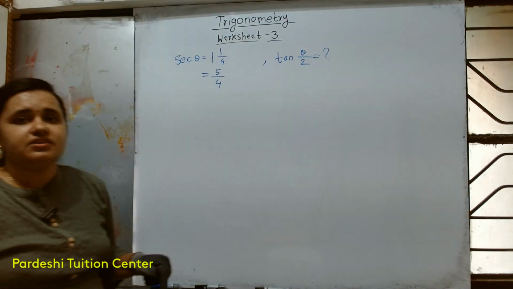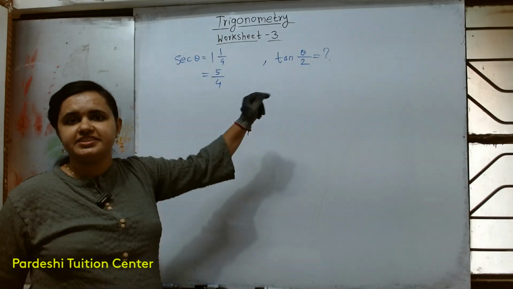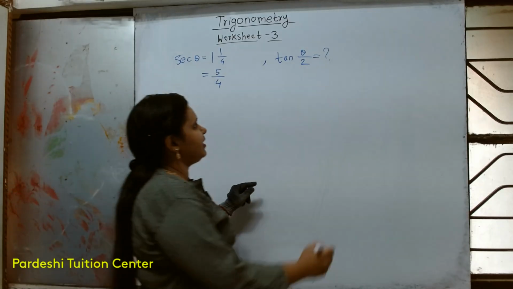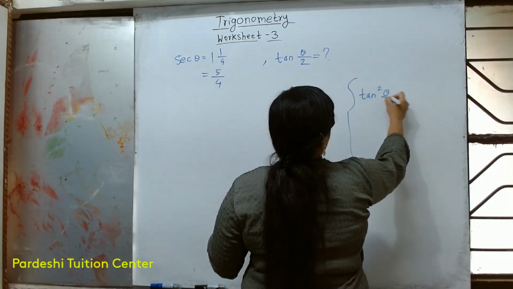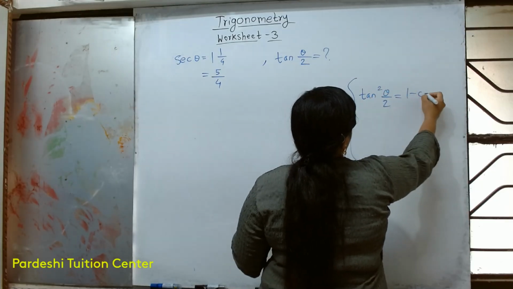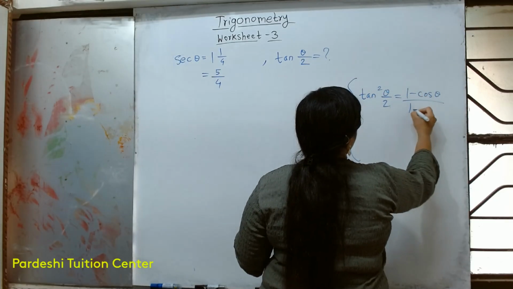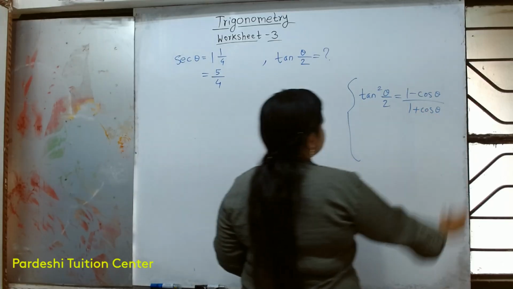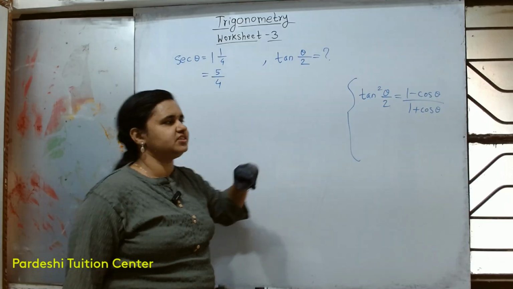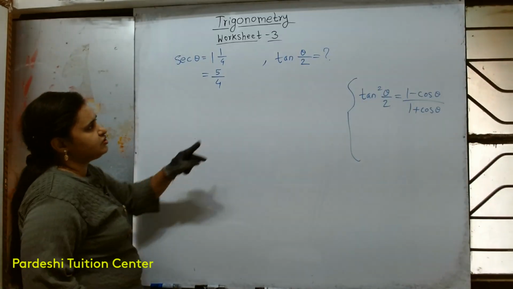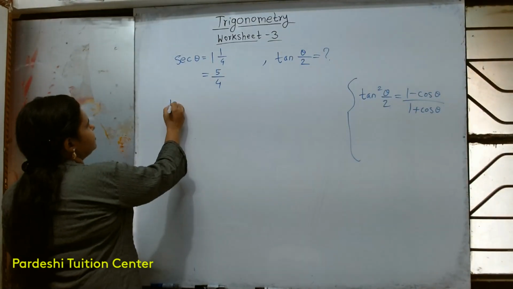Now again, what was the formula for tan square theta by 2? Tan square theta by 2 was (1 minus cos theta) upon (1 plus cos theta). Okay, that was the formula. Tan square theta by 2 equals (1 minus cos theta) upon (1 plus cos theta). So from that we can calculate.